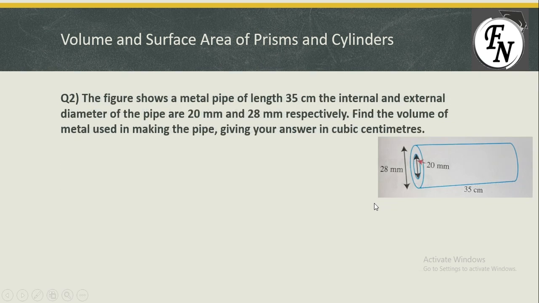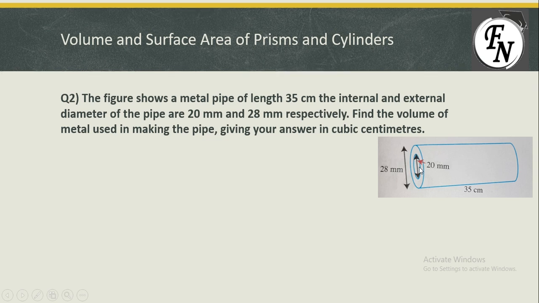Now moving to question number two, we have the figure of a metal pipe that has a length of 35 centimeters, and its internal diameter is 20 millimeters, and the external diameter is 28 millimeters. Now we need to find how much metal is used to make this hollow cylinder. So this is a hollow cylinder. This smaller cylinder is taken out from this bigger cylinder.